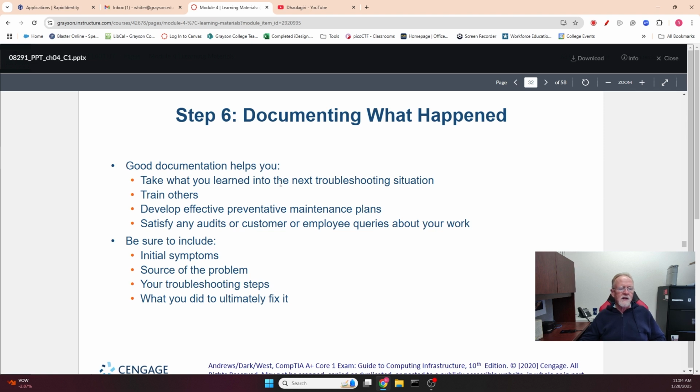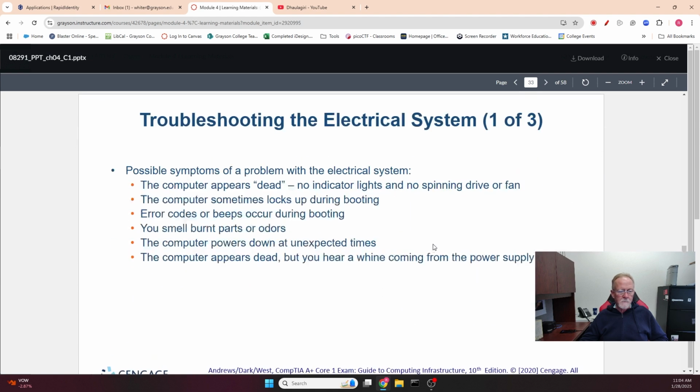Good documentation helps you capture for the next guy that comes along. Use it to train people with. Use it to develop SOPs and maintenance plans. A lot of times if you're working at a company, particularly if it's a government contract or education contract or anything like that, you're going to have audits. They're going to want to see documentation frequently. You want to include initial symptoms, what the source of the problem was, your troubleshooting steps, and then which one actually worked. And once you write those things down, you should be good.